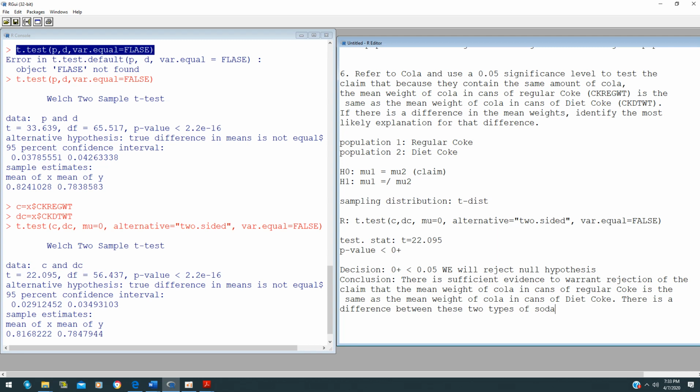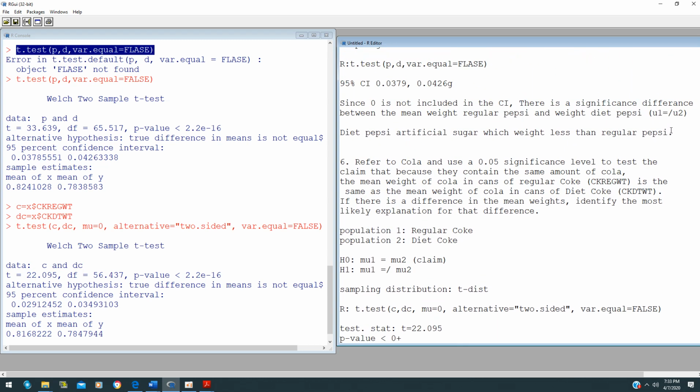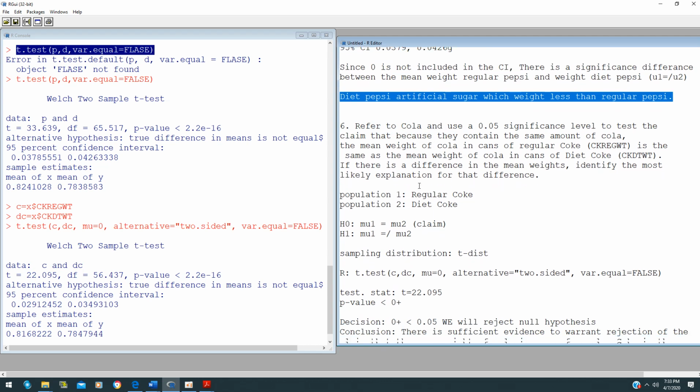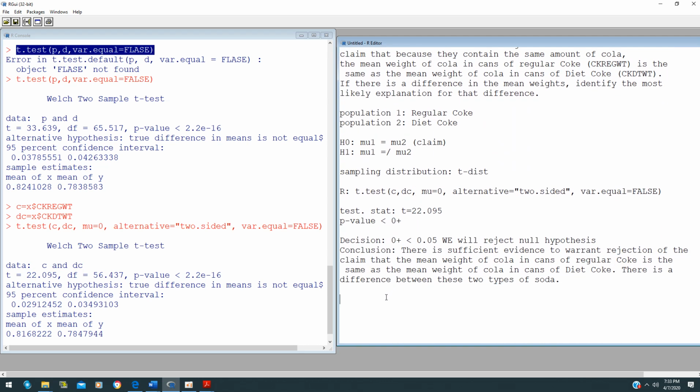Again, this question is asking us, if there is a difference between these types of soda, what can you tell me about the explanation for the difference? This explanation is exactly the same as what we just used on number 5. The reason why they are different here is because diet soda usually uses artificial sugar, which weighs less than what is used for regular soda in this case. It's the same thing, you just use cola in this case, or Pepsi or Coke actually. Diet Coke uses artificial sugar, which weighs less than your regular Coca-Cola. So this is how we do question number 6 in your 9.2 notes.